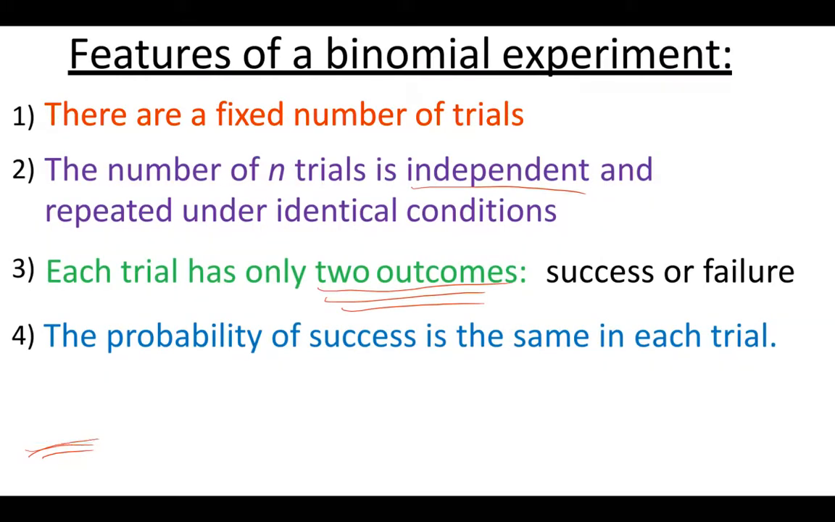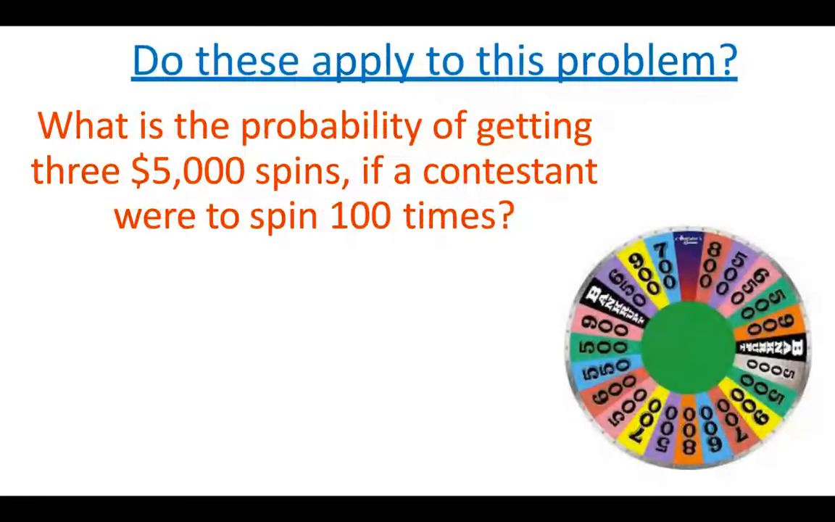Next one, each trial has two outcomes, success or failure. Yeah, that would be true. It's either 5,000 or not 5,000. And the probability of success is the same in each trial. Yep, that would be true, because when you spin the wheel, you don't create another 5,000 or anything. The wheel stays the same the whole time. So that would be true as well. So that one we could qualify as a binomial experiment. Yes.